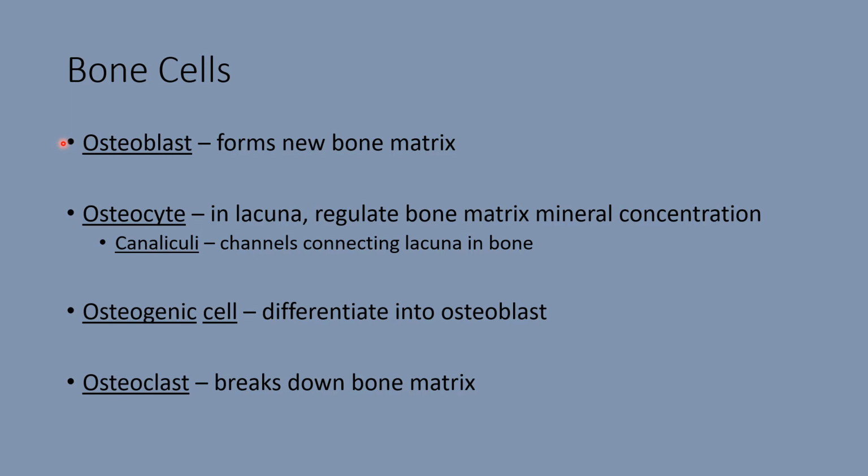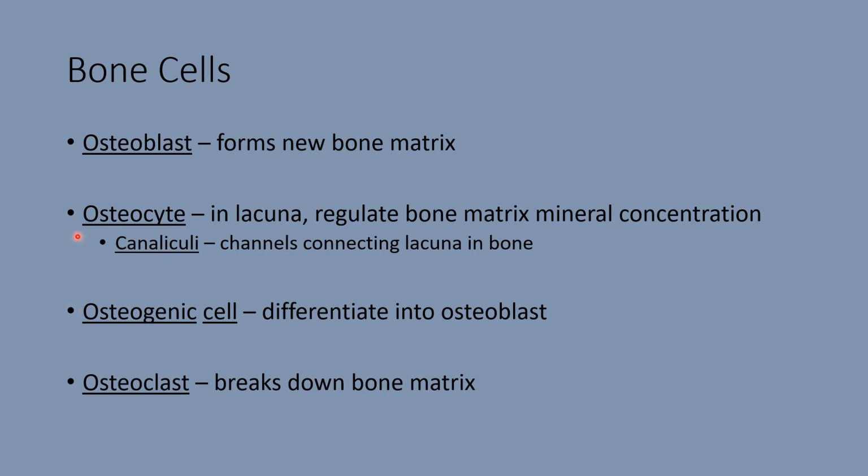Where does the osteoblast come from? Well, it starts off as the osteogenic cell, but it's going to ultimately form the osteoblast. Differentiate means it's going to specialize. So all of your osteoblasts start out as an osteogenic cell first.